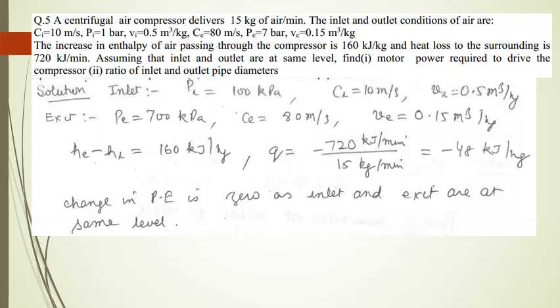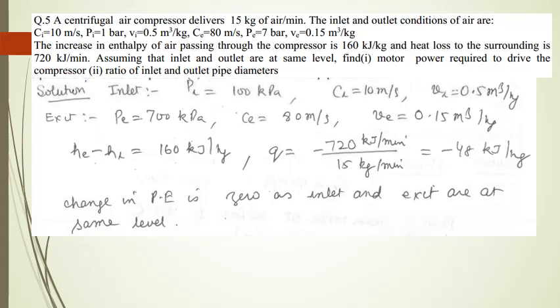Now the inlet and outlet parameters are being given in the question, and one more thing, the increase in enthalpy of air passing through the compressor is 160 kilojoule per kg. It means when the fluid is passing from inlet to outlet, its enthalpy increases by 160 kilojoule per kg. It means enthalpy at exit minus enthalpy at inlet will be 160 kilojoule per kg.